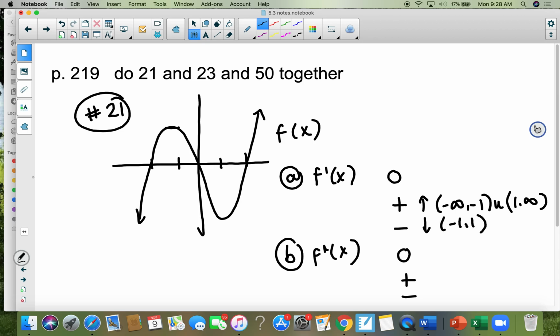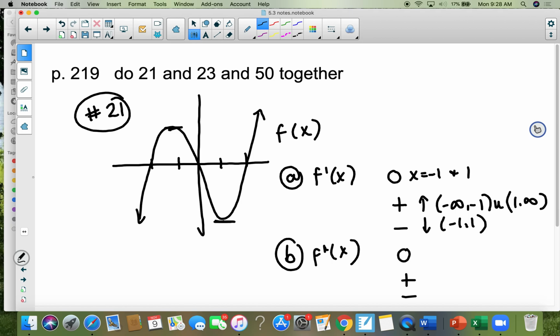Where does the derivative equal 0? The derivative is equal to 0, or the slope equals 0, at x equals negative 1 and x equals positive 1.